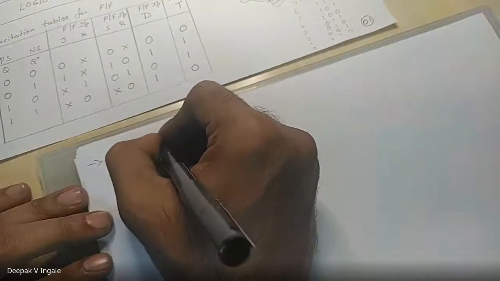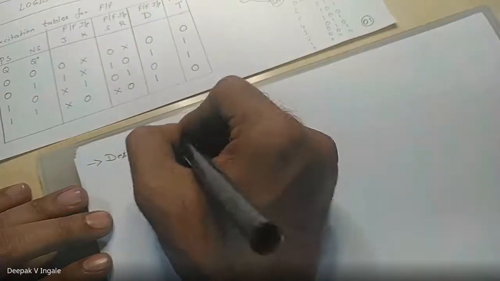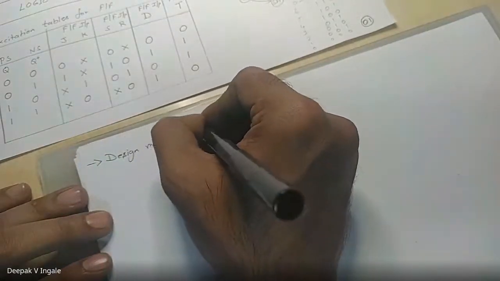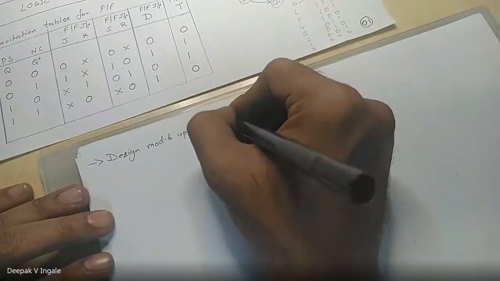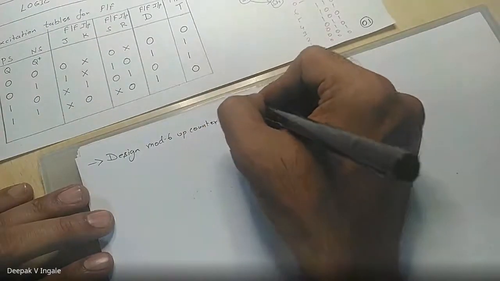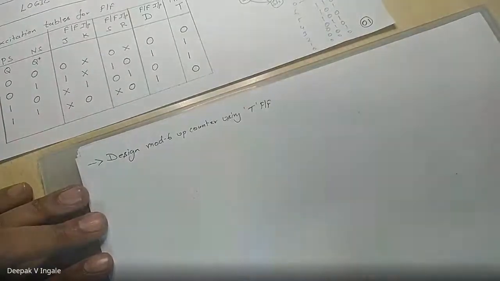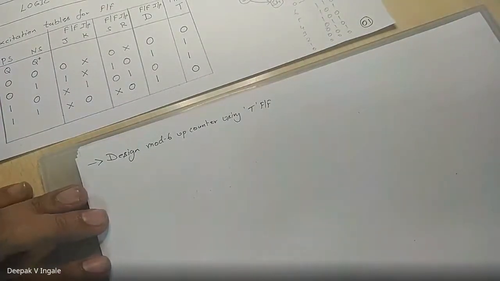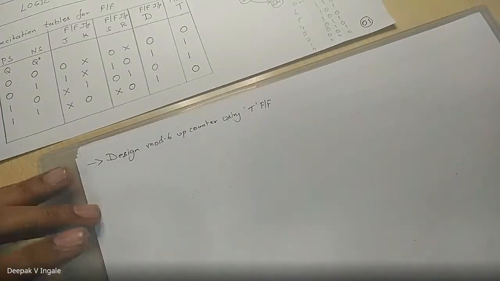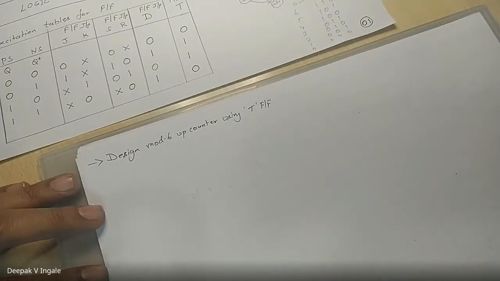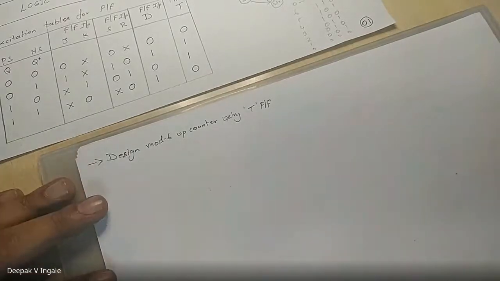Design mod 6 up counter using T flip-flop. It is not mandatory; the reason why I am taking mod 6 is so that you will understand the concept clearly. There is no hard and fast rule. They can ask you to design for any value. Mod and counter is what we need to understand.